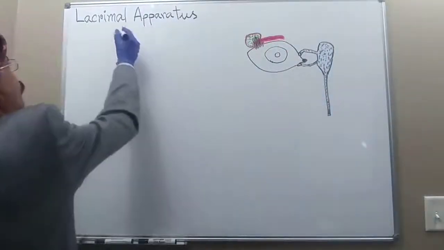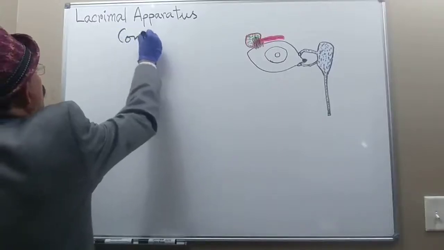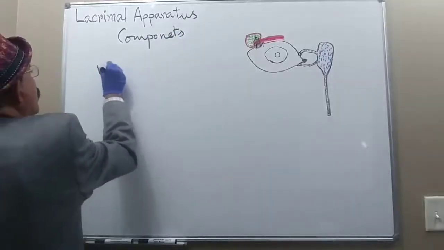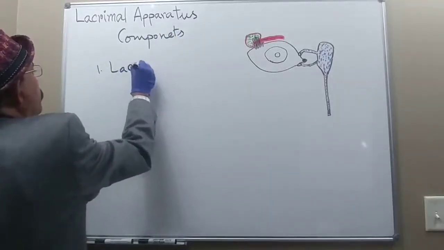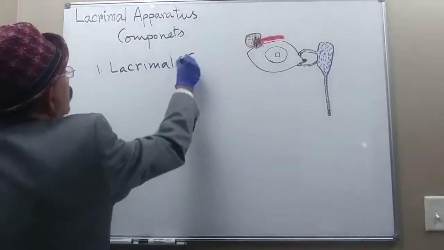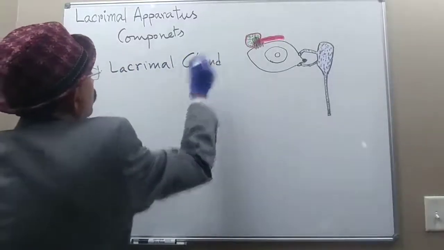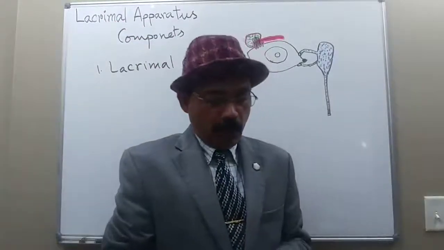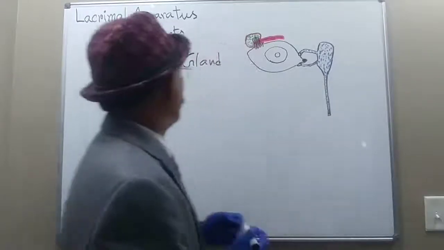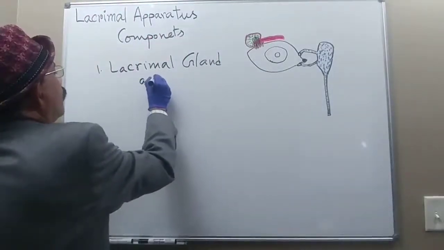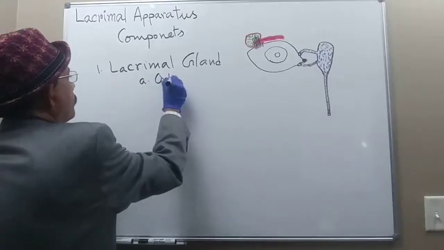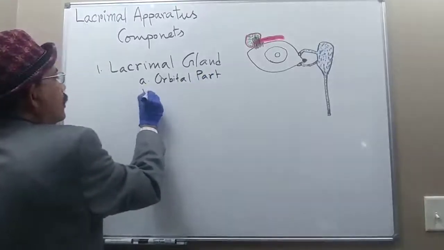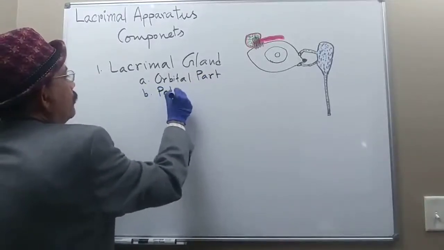Components of lacrimal apparatus. We have the lacrimal gland. Lacrimal gland is divided into two parts. One is the orbital part and the other is the palpebral part.